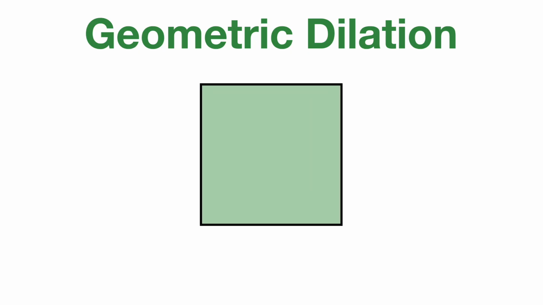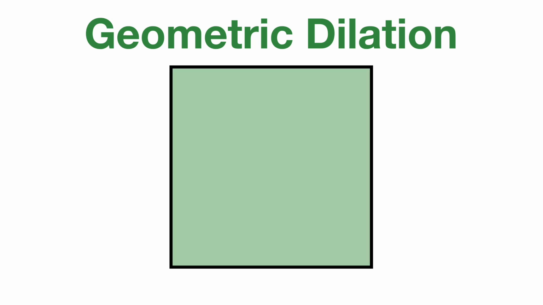So let's take a look at an example here. And we're going to start with just a square. And the first dilation we're going to make is we're actually going to enlarge the square. So we're going to make the square bigger. And now we're going to reduce the size of the square with this dilation and make it smaller. And now we're going to bring it back to its original size.